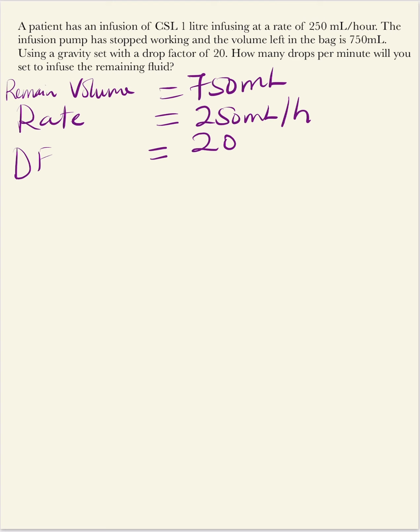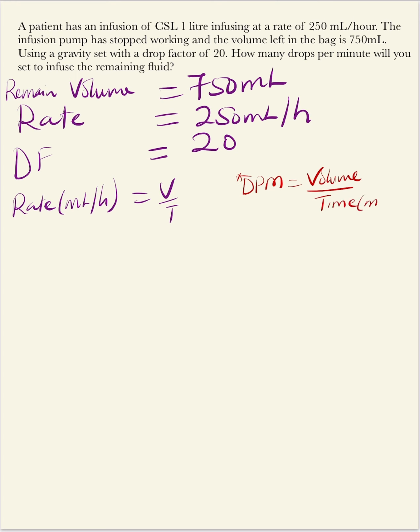The formula we use to calculate rate in milliliters per hour is equal to volume over time. Also remember that when you're calculating your drops per minute, the DPM, we normally say volume divided by time, and this should be in minutes, and then you multiply by the drop factor to make sure that you get the drops per minute.